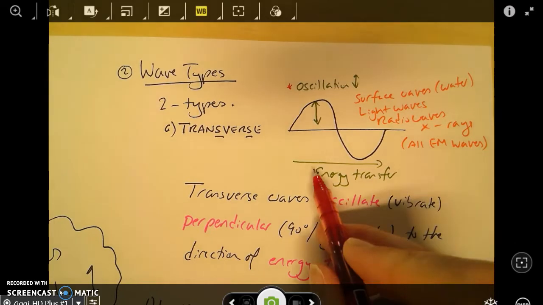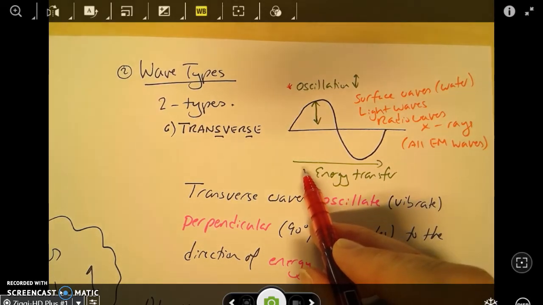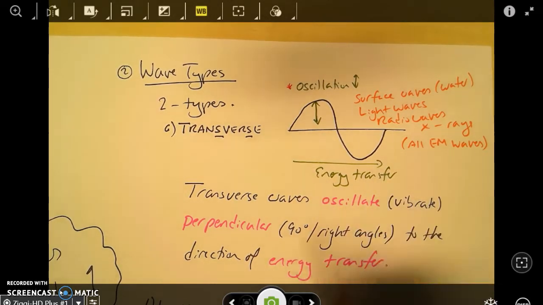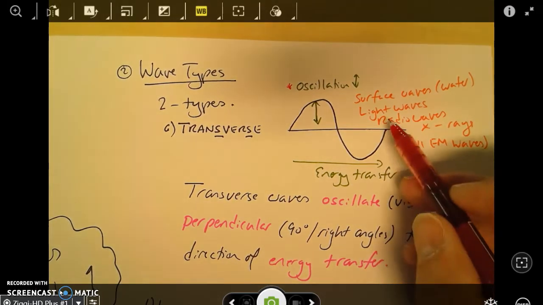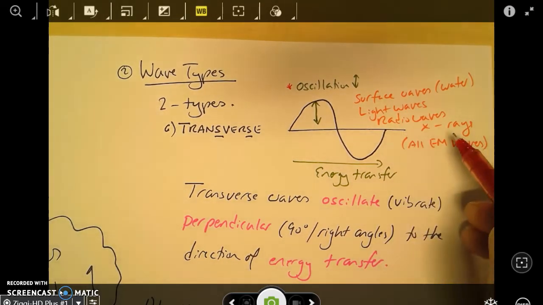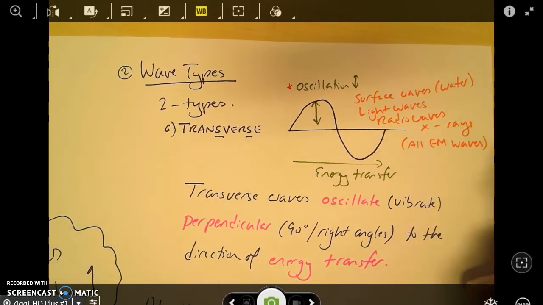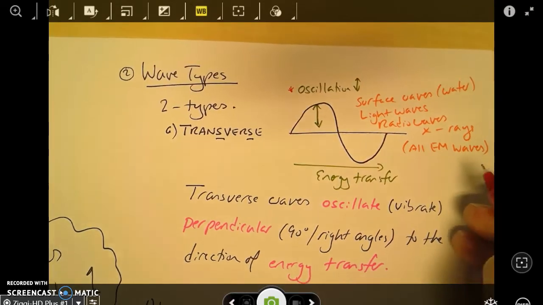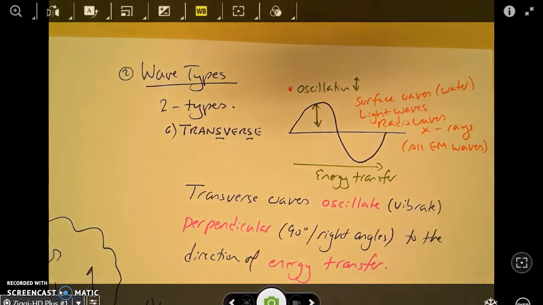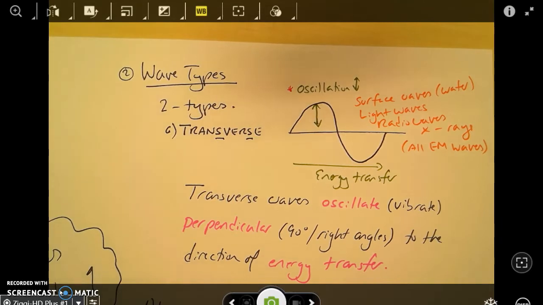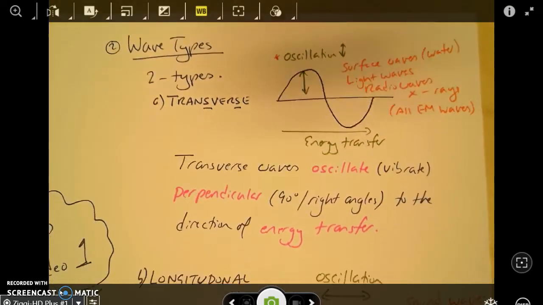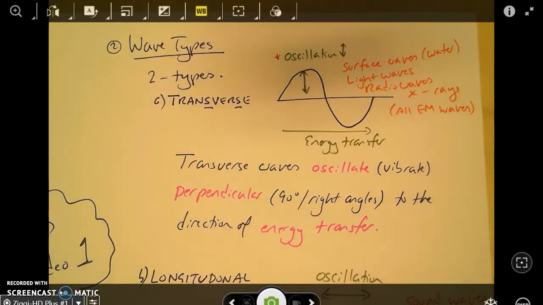You can also see from this arrow that it's transferring energy, in this case from the left to the right of the picture. Good examples of this type of wave are the surface waves in water, for example in the ocean, light waves, radio waves, X-rays, and in fact all electromagnetic waves, which includes light, radio and X-rays, are all transverse S-shaped waves. You need to be able to describe them properly, and you need to use these words.